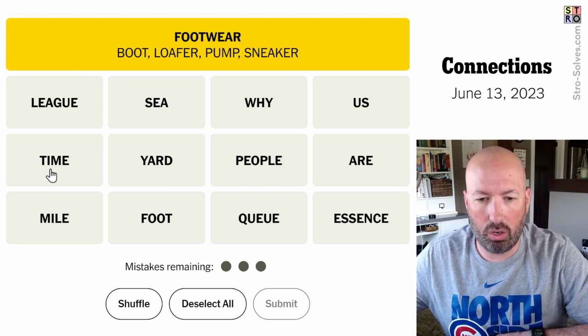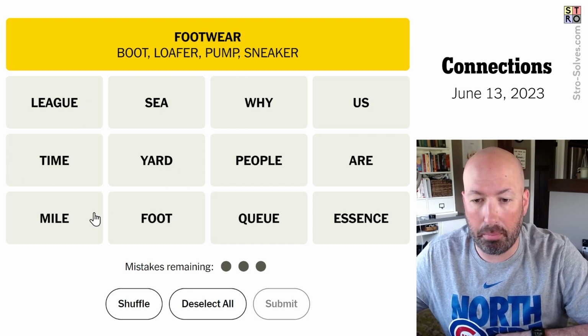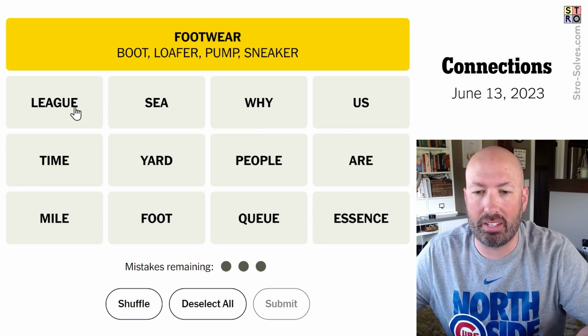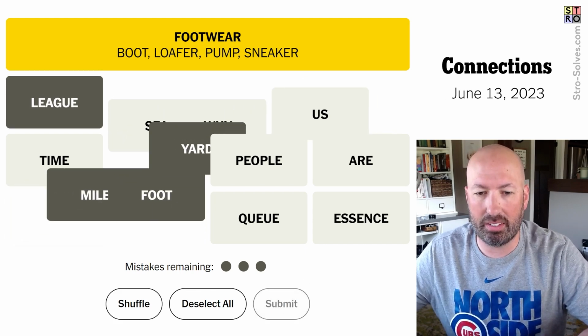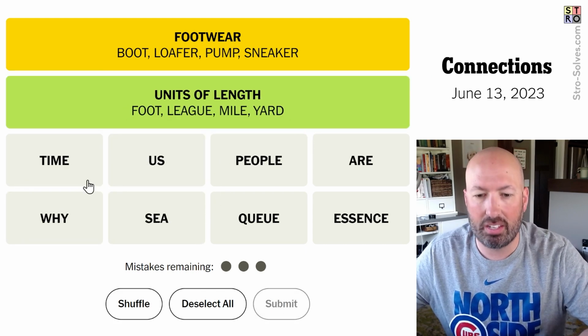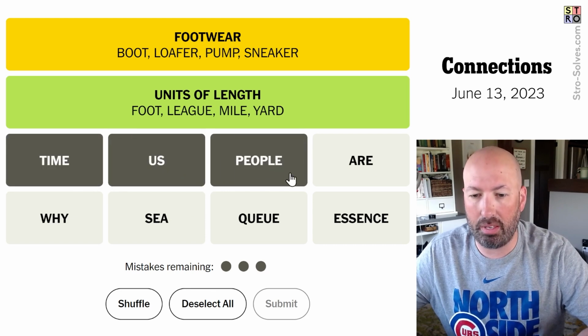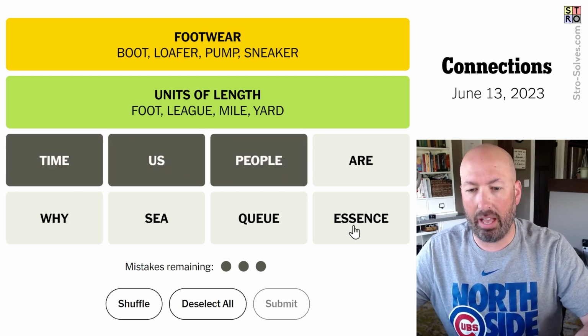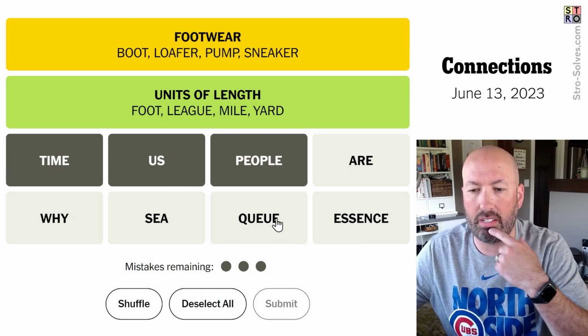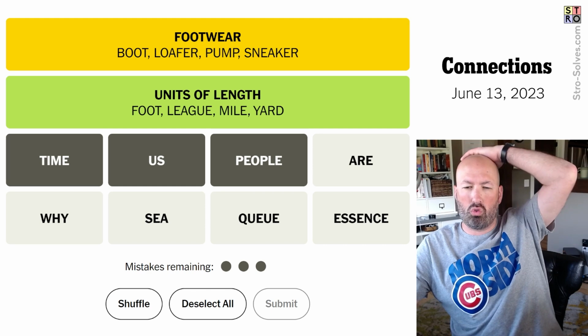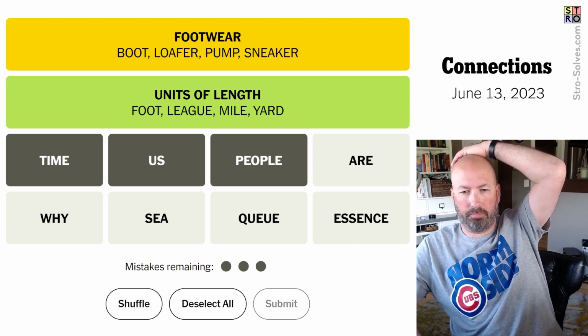Okay. So league, yard, mile, and foot are measurements. These are all measurements. There we go. Very nice. Time, Us, People, and Essence, I think, are all magazines. The others would be Y, C, Q, and R. Well, what would that be?